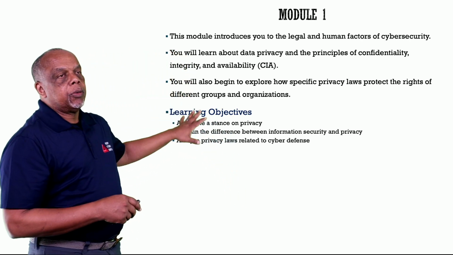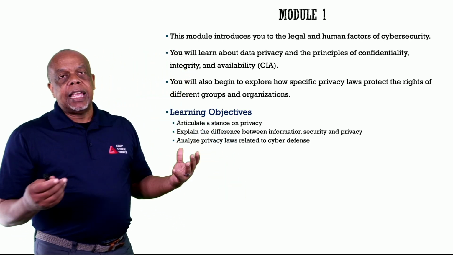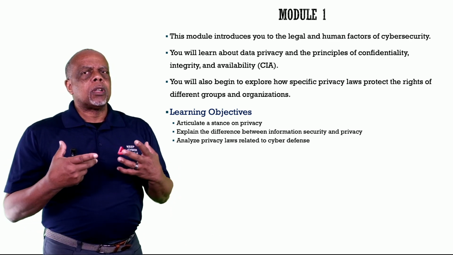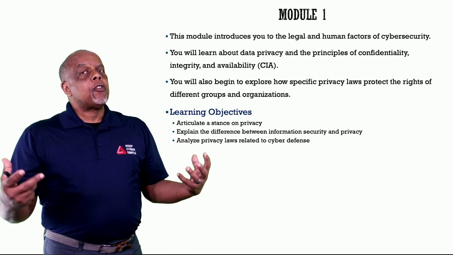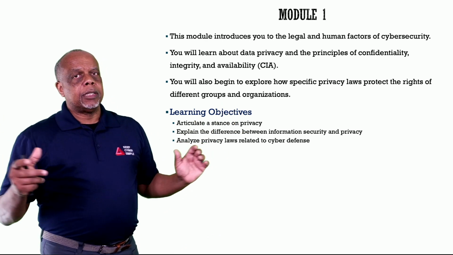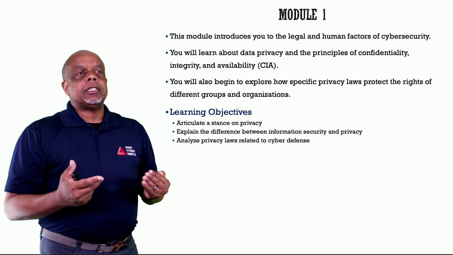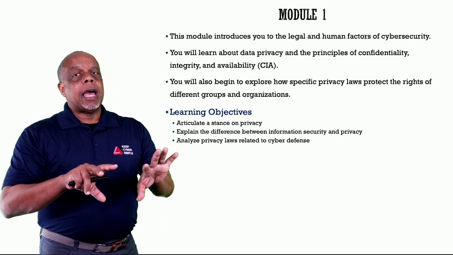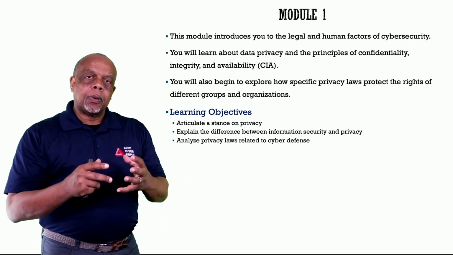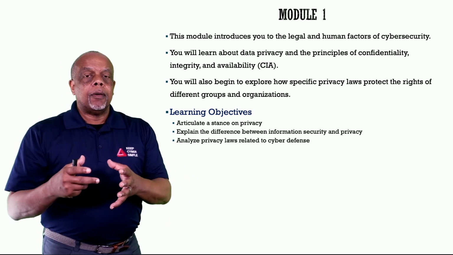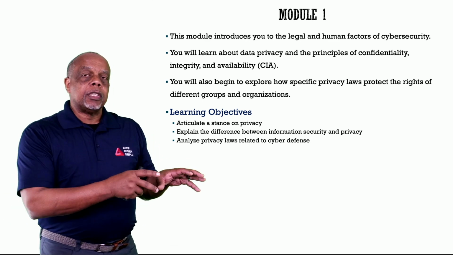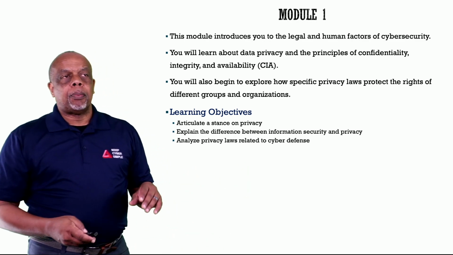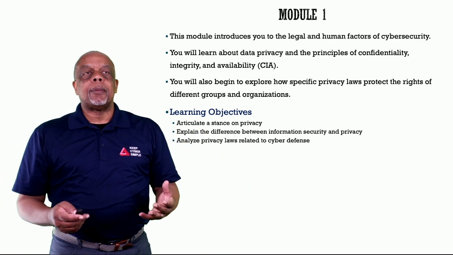Some of the learning objectives that we've got here. How to articulate a stance on privacy. Meaning, what is your personal stance on privacy, organizational stance on privacy, federal government stance on privacy, and other governments, how they view privacy. Understand the difference between information security and privacy. Big difference. There are separate security controls associated with maintaining privacy that's different than how we maintain security of information. Analyze some of the different privacy laws related to cyber defense.